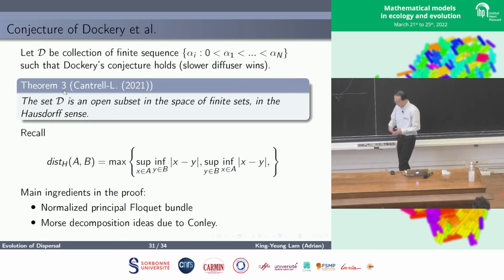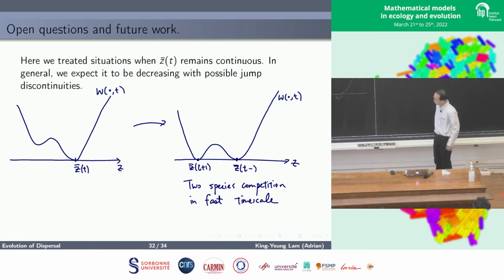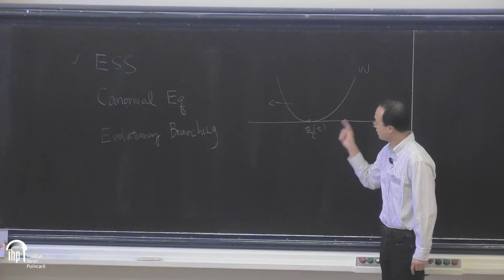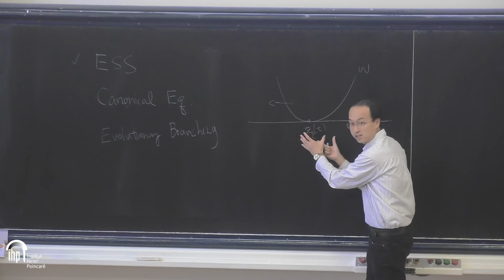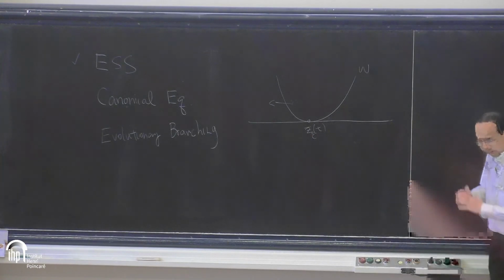What Dockery has shown is that for sequences of 2 diffusion rates, for all doubleton sets, they are a subset of script D where Dockery's conjecture holds. And what one can prove here is that this script D is open in the Hausdorff sense, if you consider it as a subset of the space of finite sets. The main ingredient is the principal Floquet bundle and a Morse decomposition idea due to Conley. So just to wrap up, we treated the situation when the rate function remains convex and the dominant trait moves continuously.